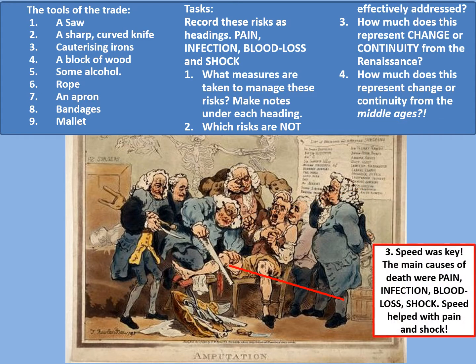Stage 3: speed was key. The main causes of death were pain, infection, blood loss and shock. Speed helped with the pain and shock. Continue with your notes.